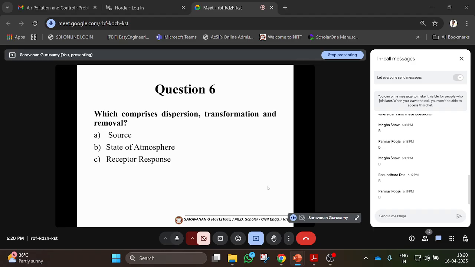That is receptor response. So these are the three major components of air pollution. One is source, the final one is sink, and the center is the state of atmosphere. So this dispersion, transformation, and removal will happen at the state of atmosphere. Got it? So answer B is correct here.